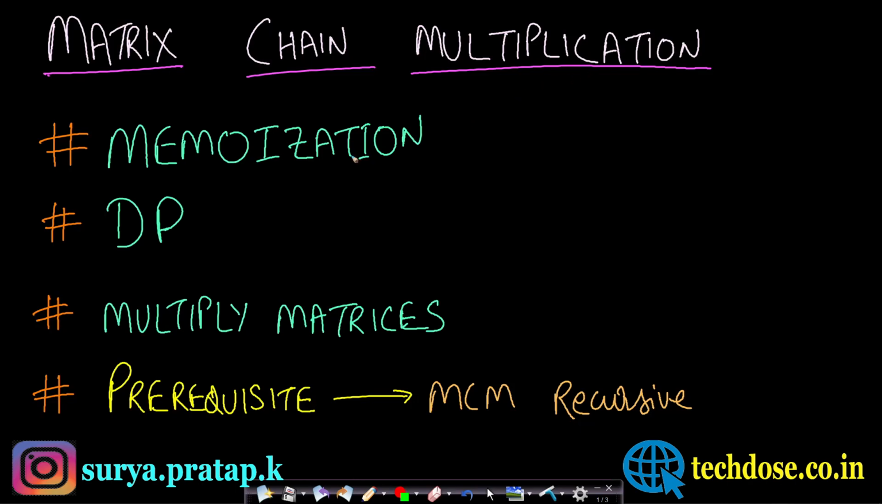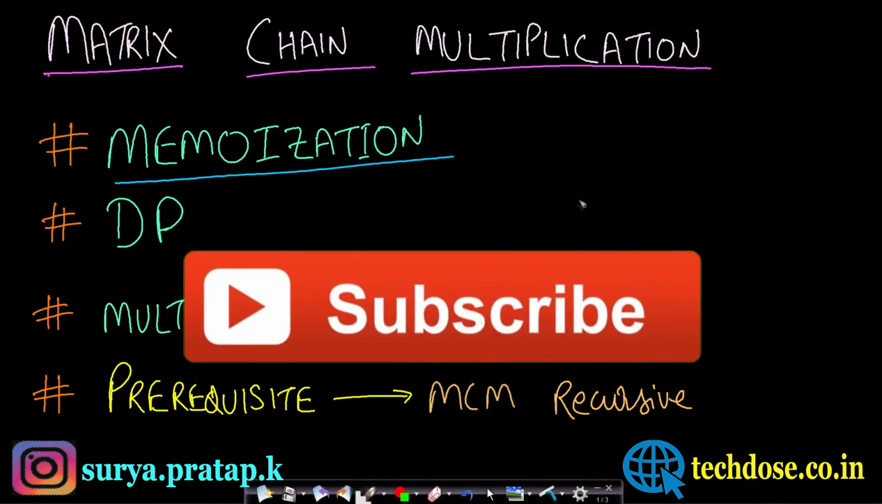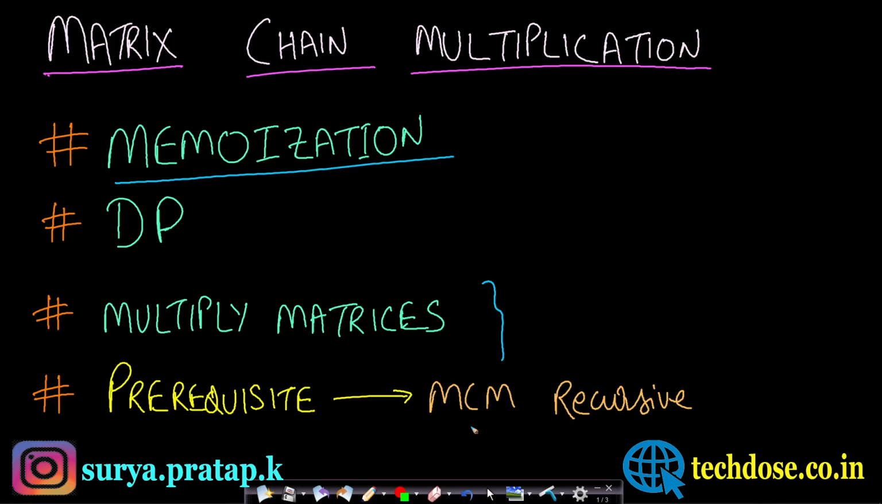So in this video I will be explaining the memoization approach, which is the dynamic programming approach, and we will be explaining the same problem of multiplying the matrices. The prerequisite for this video is to watch my video on the MCM recursive problem. The link for that will be present in the description below. After watching that video, continue with this one.